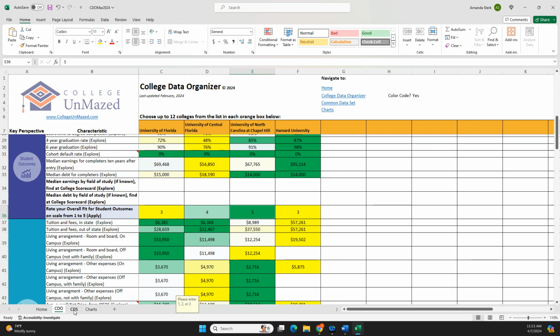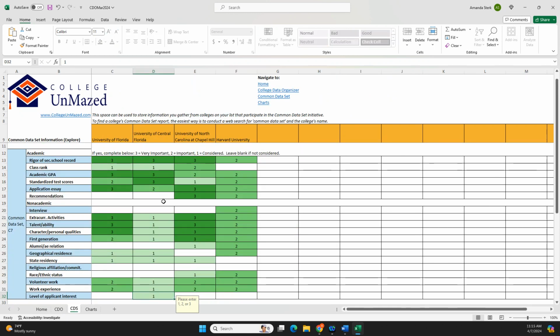The next tab is the CDS, the Common Data Set. Now, the Common Data Set is not found in one location. As you know, you actually have to go to each college and find the Common Data Set. But the one that we really like for students to check out, and we use it within the book, is C7. That shows how a college makes its admissions decisions based on academic and non-academic factors. The information, they have to go find it, and they actually have to enter it.